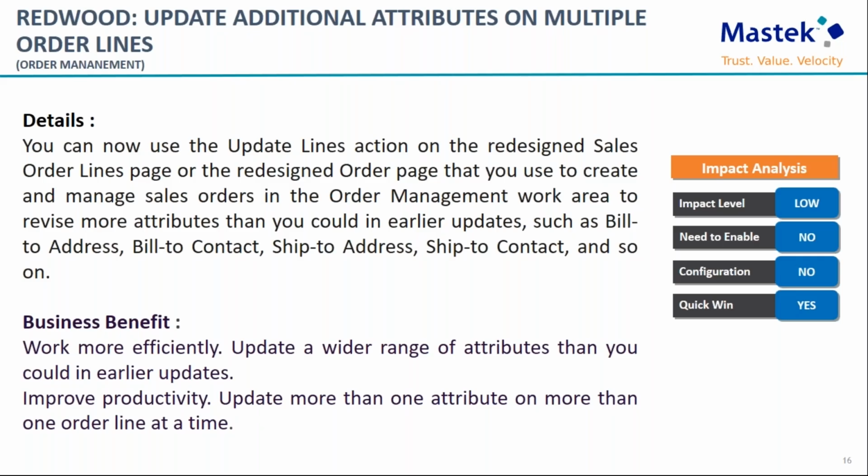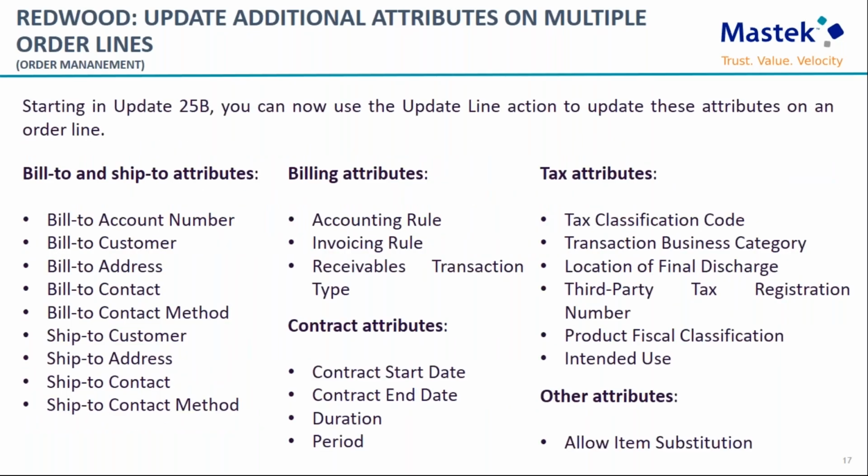When we talk about the business benefits, it is more efficient as it updates a wider range of attributes than we could in earlier updates. It improves the overall productivity. It can update more than one attribute on more than one order line at a time. When we talk about its impact analysis, its impact level is low, need to enable: no, configuration required: no, and it's a quick win: yes. As you can see, in this update, we can use the update line action to update all these attributes shown in the screen.